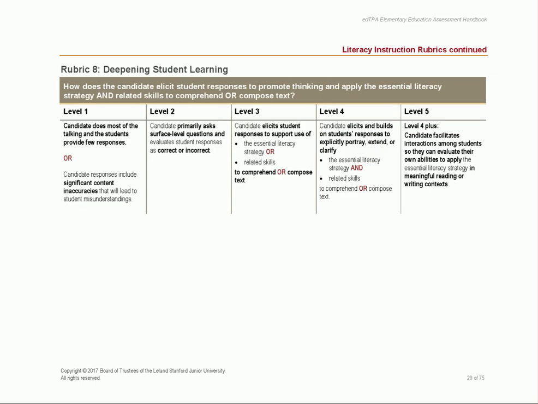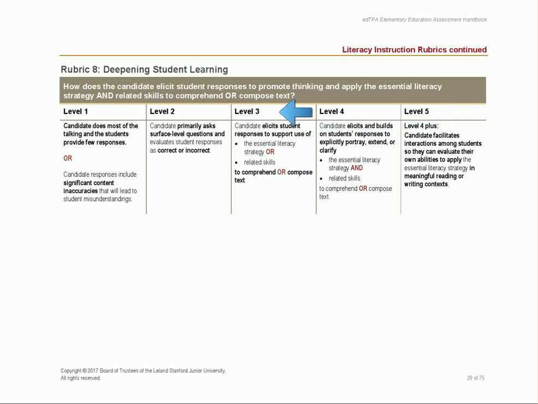Under rubric 8, deepening student learning. So how does the candidate elicit student responses to promote thinking and applies the essential literacy strategy and related skills to comprehend or compose text? Okay, so how did you pull out what students were thinking and then do something with that thinking to help them learn more about the essential literacy strategy and related skills?